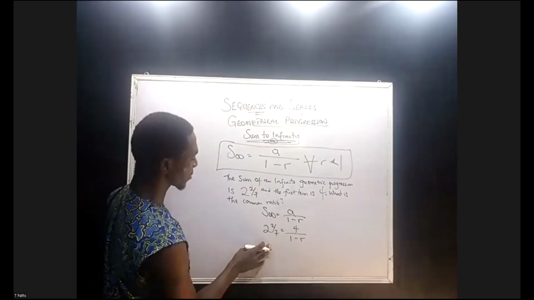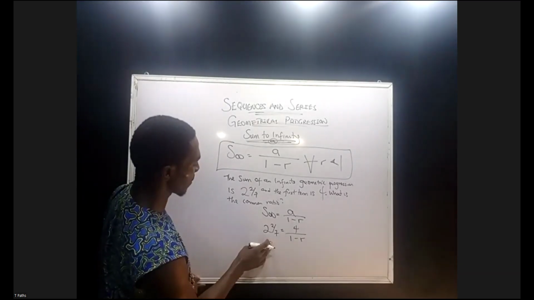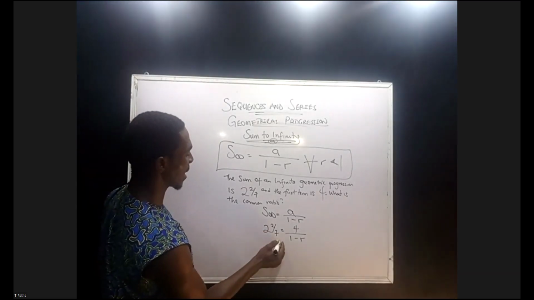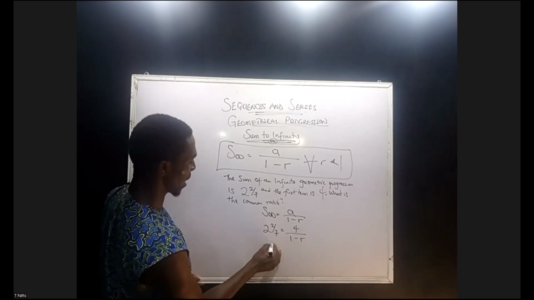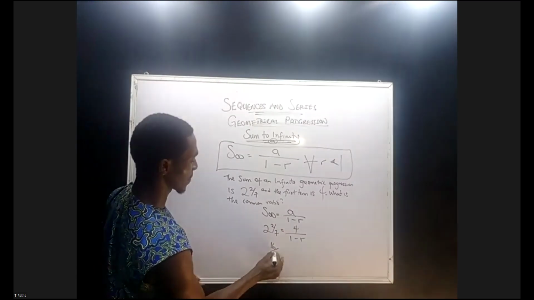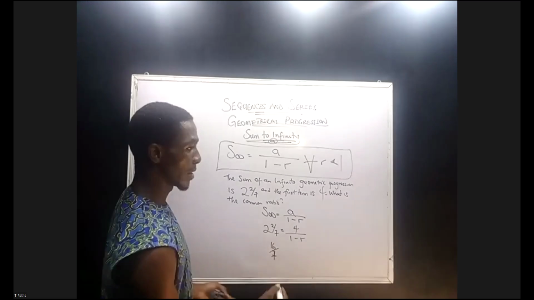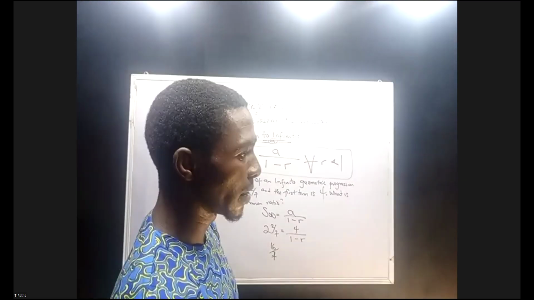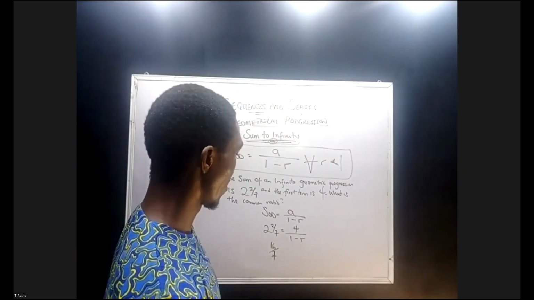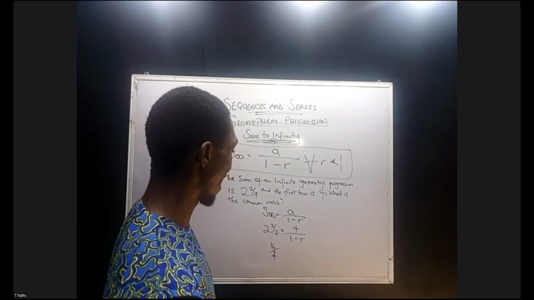To convert this mixed fraction to an improper fraction, we have 2 times 7, 14, plus... Sir, please take it slowly, you're rushing. What did he say? Sir, please, I'm rushing, take it slowly. Yes, sir. All right.